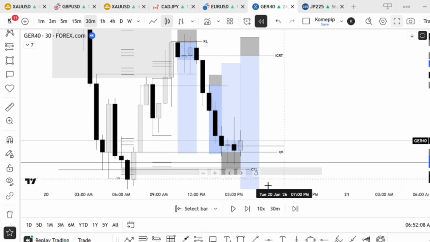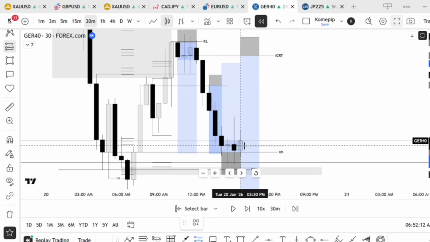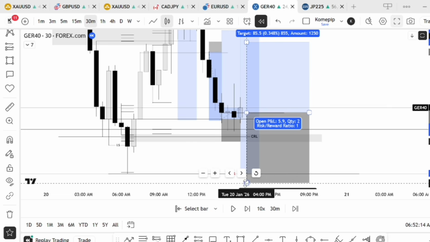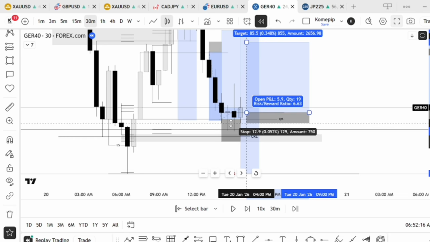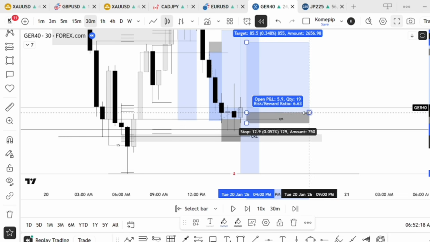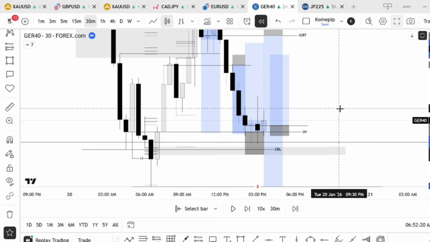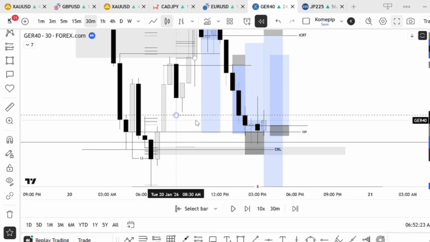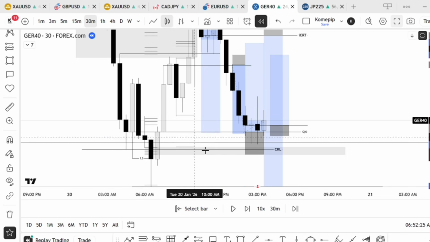Just like this. So what can I do? Can I enter directly here? Emphatically yes, I can enter directly from here like this, and my stop loss will be just like this. Why? This is the reason. We already have all the liquidity that we're expecting to be swept.